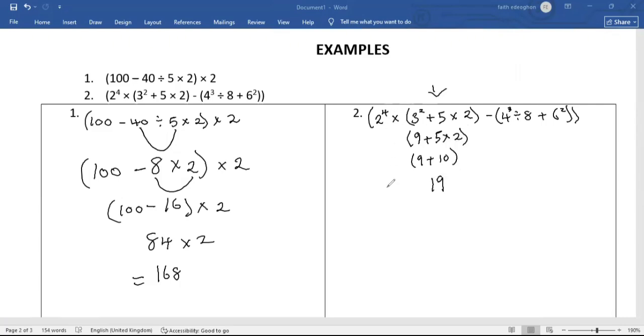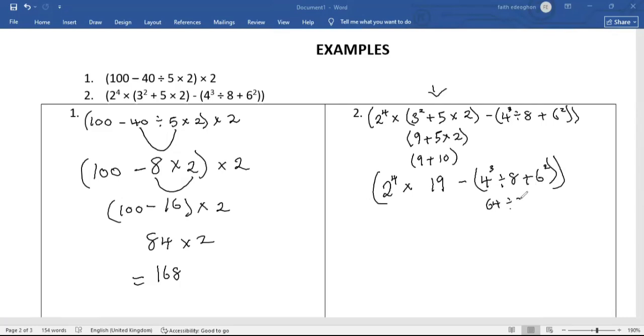So I'm going to bring down my 2 raised to the power of 4 times 19 minus, this bracket is still here, 4 raised to the power of 3 divided by 8 plus 6 raised to the power of 2. Okay, close the bracket. So next, let's do the next bracket. First, we'll start with the exponents. 4 raised to the power of 3 will give us 64.